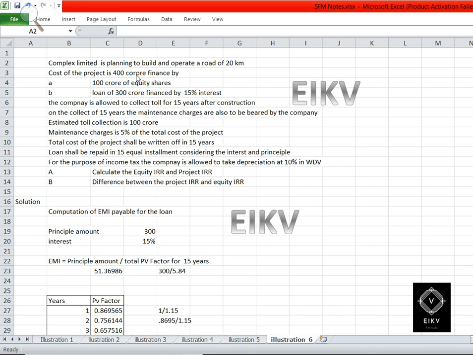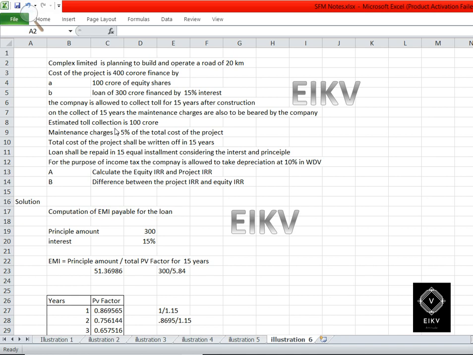Some of the details given in the project are: the cost of the project, as I have said earlier, is 400 crores, out of which 100 crore is raised from equity share capital, and the rest 300 crore is taken from a loan at 15% interest. The company is allowed to collect 15 years of toll. On the collection of 15 years, the maintenance charges are also to be paid by the company.